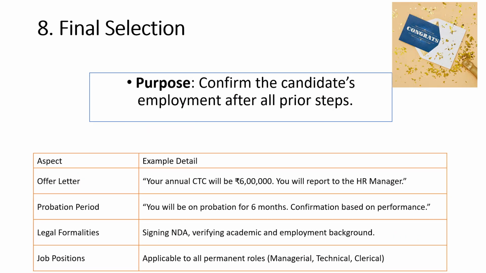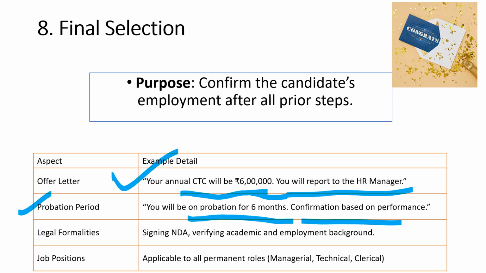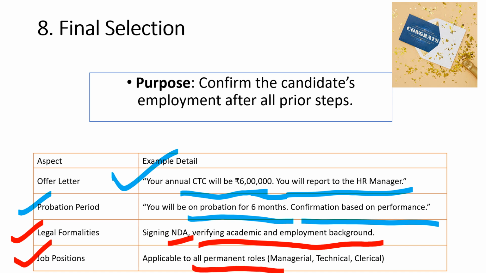Congratulations, you are being hired. Final decision has been made and offer letter is issued. Your annual CTC will be 6 lakh. You will report to the HR manager. Probation period is also mentioned in that. You will be on probation for 6 months, confirmation based on the performance. Yes. Legal formalities, signing NDA and verifying academic and employment background. Then job positions, applicable to all permanent roles, managerial, technical, and clerical.